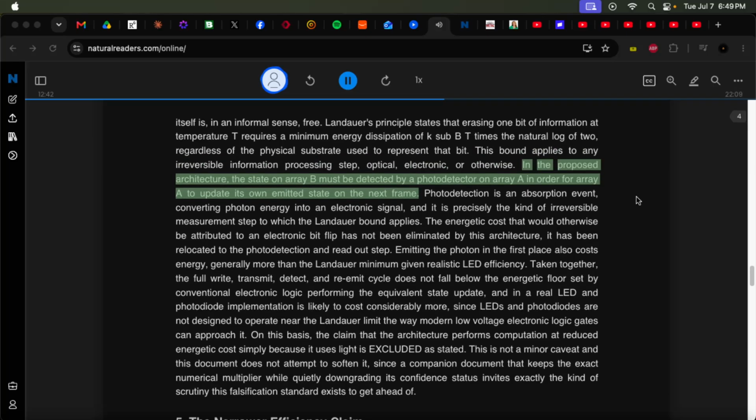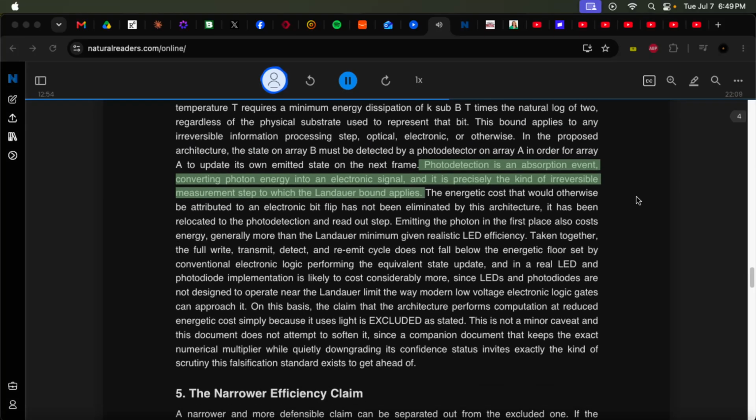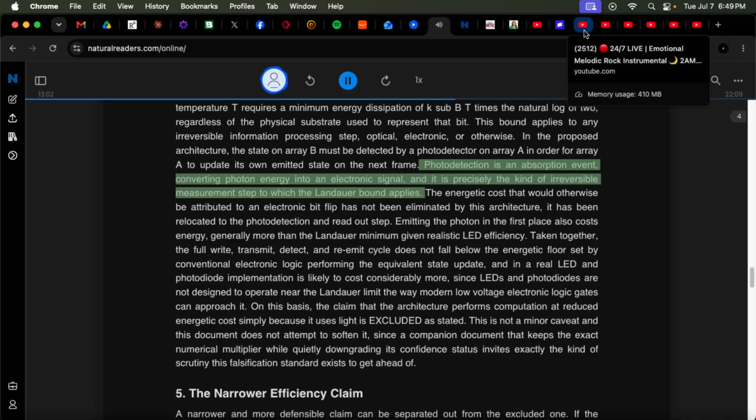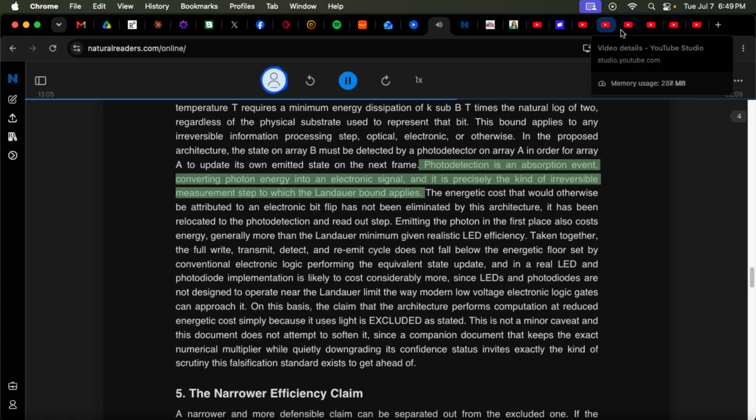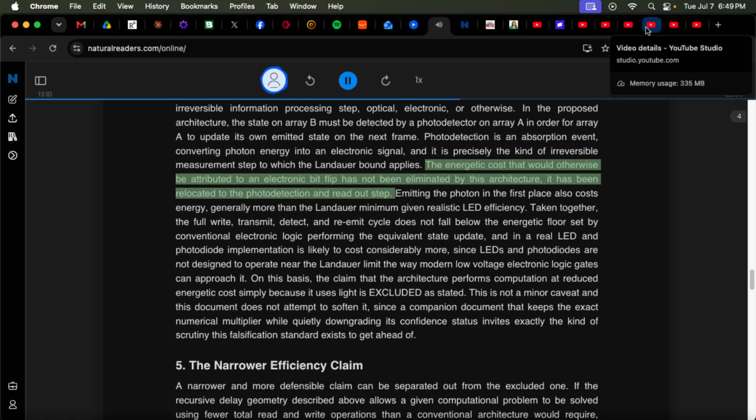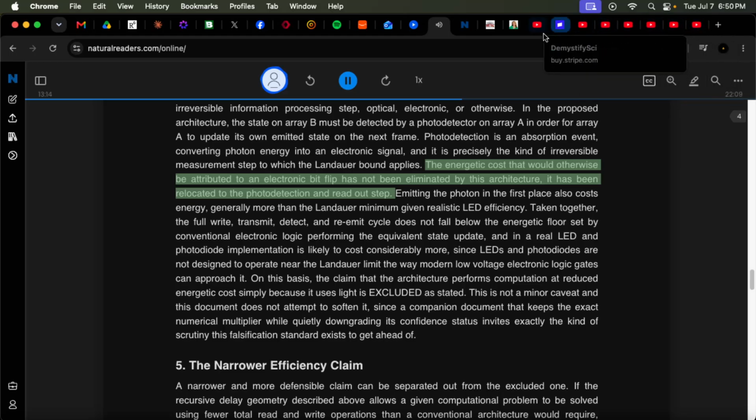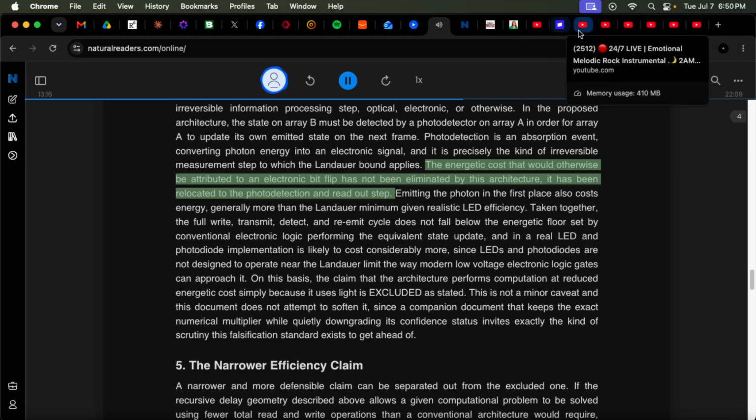In the proposed architecture, the state on array B must be detected by a photodetector on array A in order for array A to update its own emitted state on the next frame. Photodetection is an absorption event, converting photon energy into an electronic signal, and it is precisely the kind of irreversible measurement step to which the Landauer bound applies. The energetic cost that would otherwise be attributed to an electronic bit flip has not been eliminated by this architecture, it has been relocated to the photodetection and readout step.